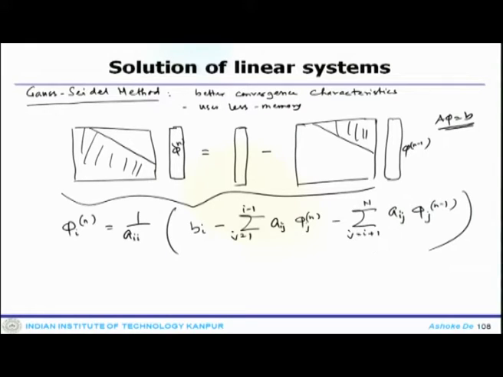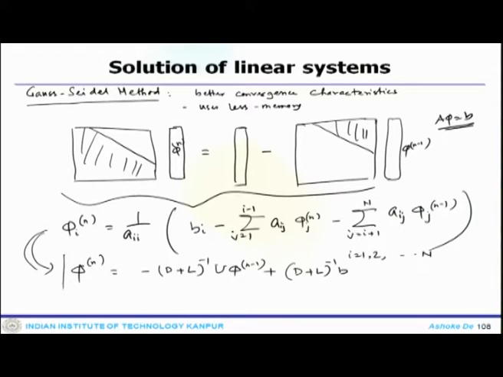So, i goes from 1 to n. Now, this expression is in indicial notation. If you convert that to a matrix form, one can write this equals minus (D plus L) inverse multiplied with the upper triangular phi n minus 1, plus (D plus L) inverse into b. So, this is what one can write.